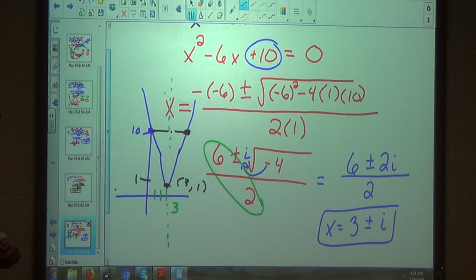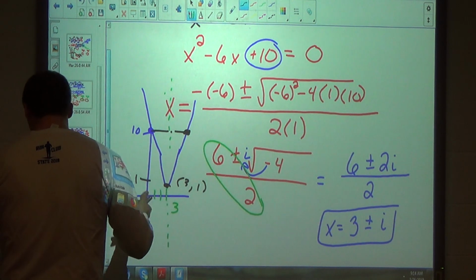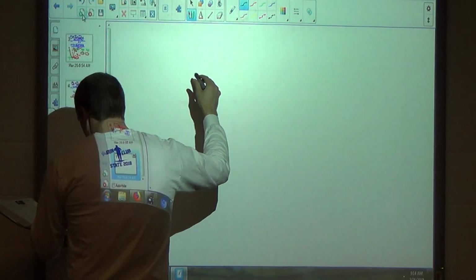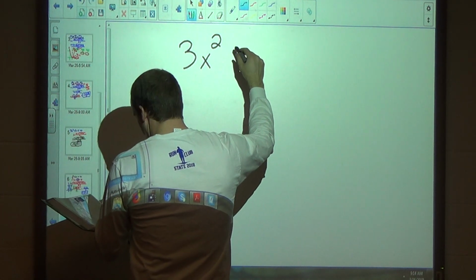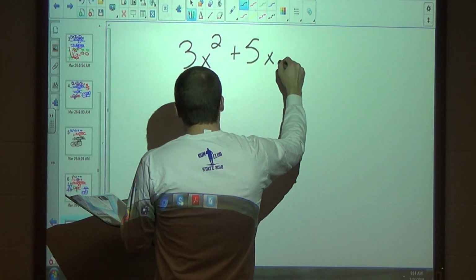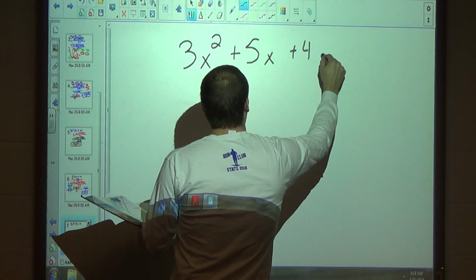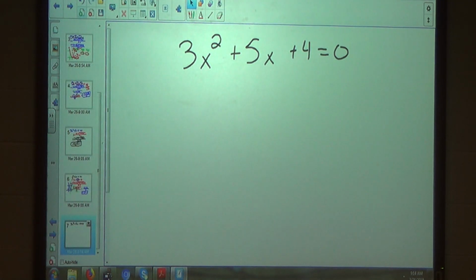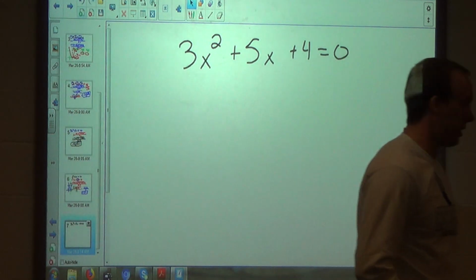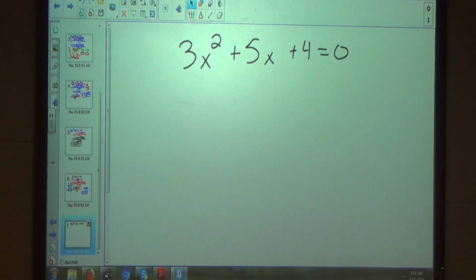Questions on that? All right, I'm gonna have you guys do one more problem I think today, and then we'll be done for today. Okay, so this is the last problem. Okay, and it will give you an imaginary number probably. Okay, so on your paper, find the zeros of the function, or the roots, or the solutions.